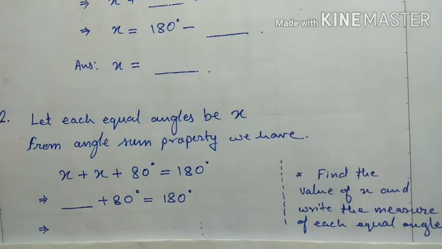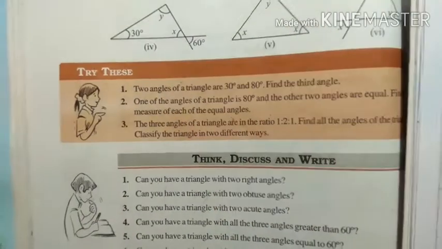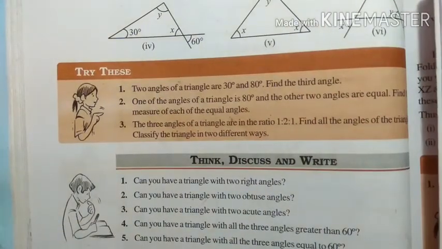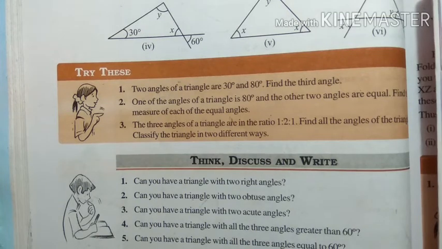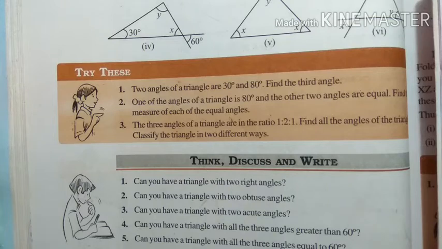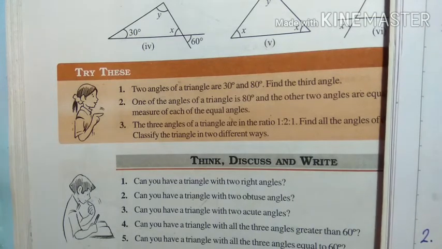Now check how to do the third question. And what is the third question? The third question is this: the three angles of a triangle are in the ratio of 1 is to 2 is to 1. Find all the angles of the triangle and classify the triangle in two different ways. Okay, so how to solve this question? Please check.